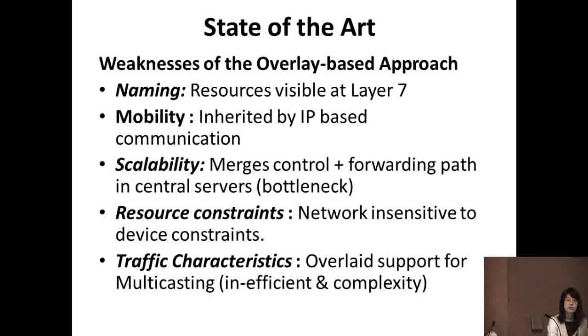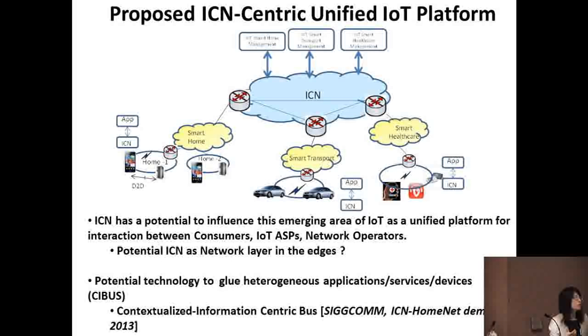So these are typical problems that the current internet has. Mainly, it's not designed with this scale, the mobility pattern, the communication pattern, the contextual communication, all these characteristics in mind. So what we are thinking is, why don't we build a platform that supports IoT using ICN, Information-Centric Network?